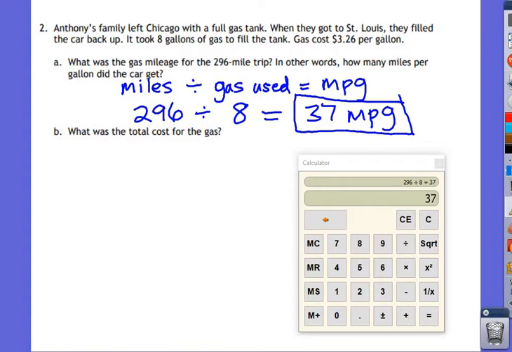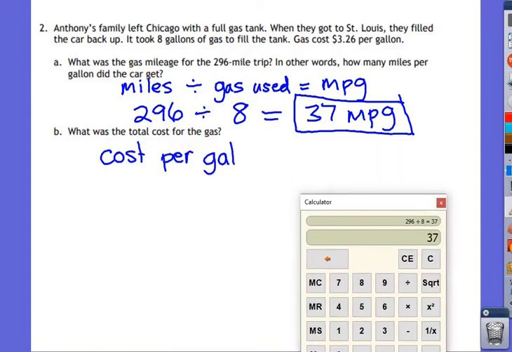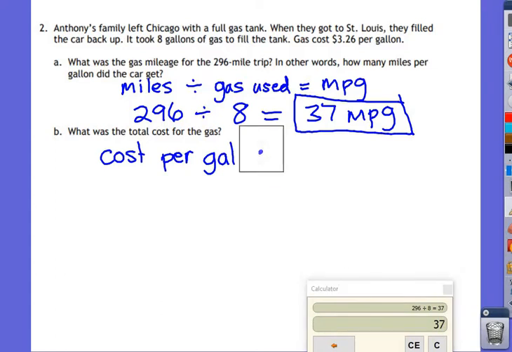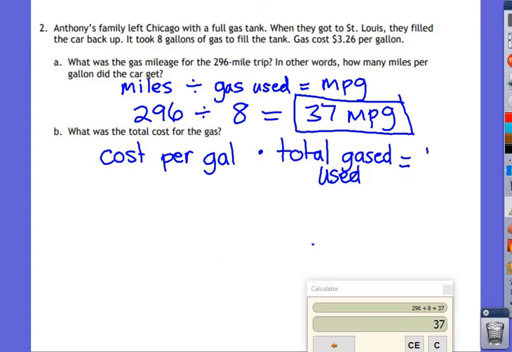B says, what was the total cost for gas? Well, to find the total cost for gas, I need to know the cost per gallon, and I'm going to multiply that times the total gas used. And that's going to give me my total cost.